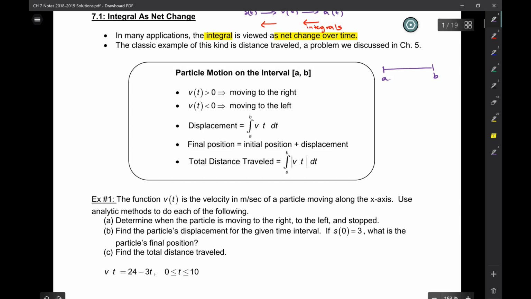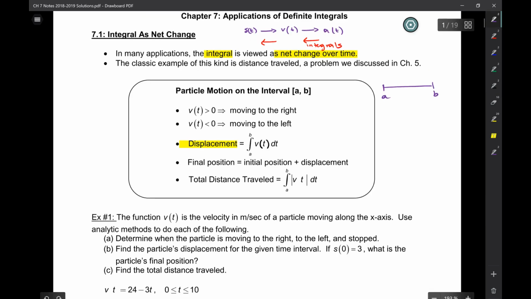All right. Displacement, that's the next piece. Displacement is how much the particle has moved, and we find that by taking the integral of the velocity from A to B. If you take the integral of the velocity, what does that give you? That gives you the position. So when you integrate anything, you got the position.